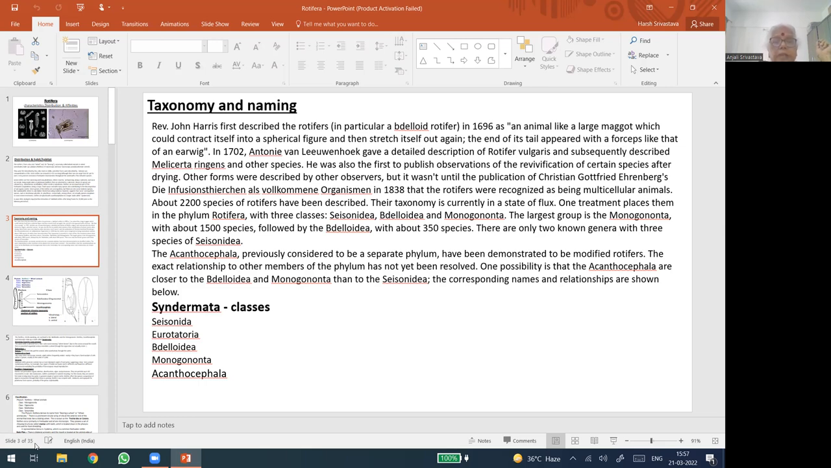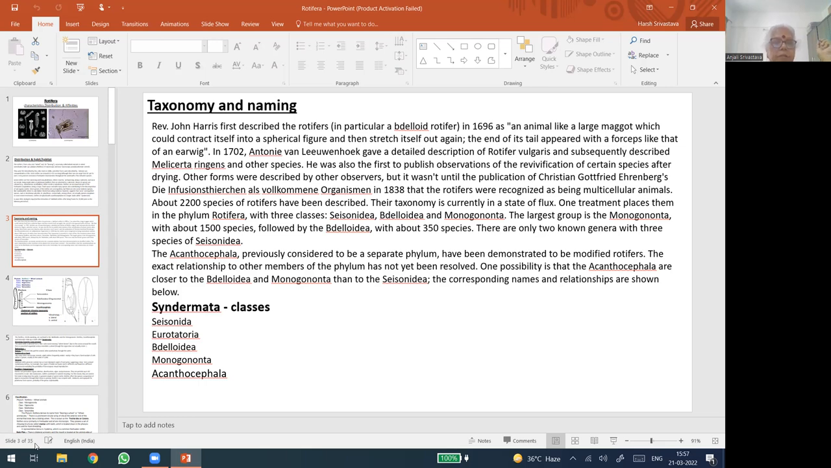The Acanthocephala, previously considered to be a separate phylum, have been demonstrated to be modified rotifers. The exact relationship to the other members has not yet been resolved. One possibility is that Acanthocephala are closer to Deloidea and Monogononta than to the Cicionidea. The corresponding names and relationships are shown here.